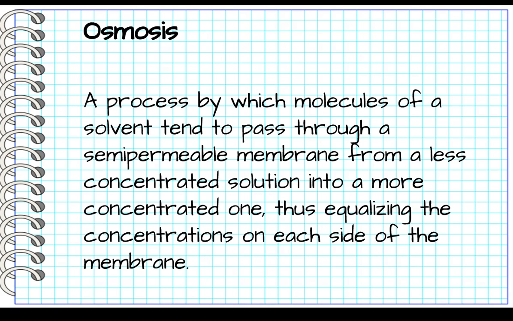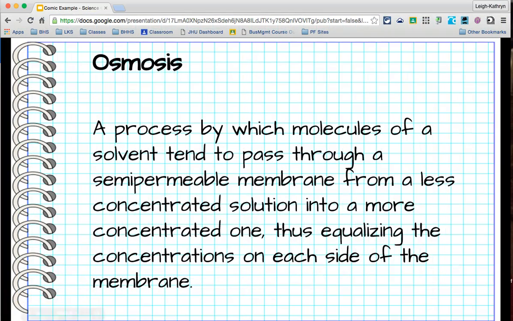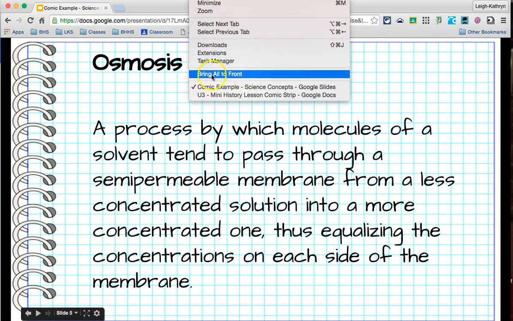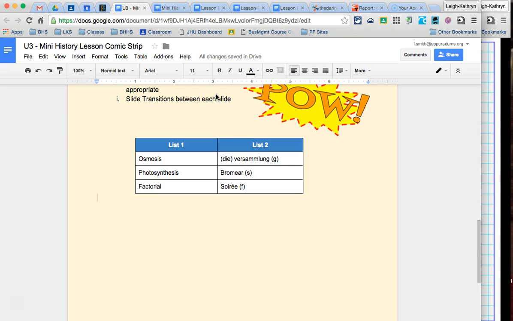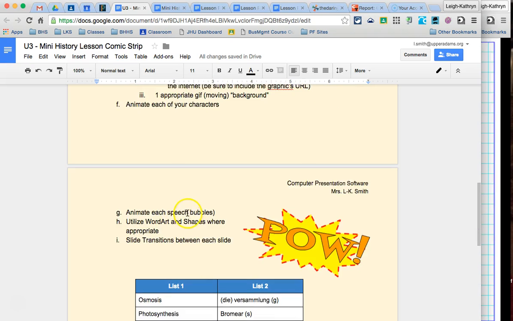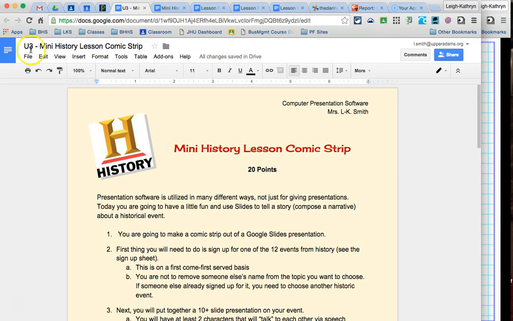Okay, so it's something along those lines that you're going to do. Obviously, yours is going to be longer. This was done by an elementary student, so I expect yours to be a bit stepped up from this. Okay, so again, the Unit 3 mini history lesson comic strip is out in Google Classroom.